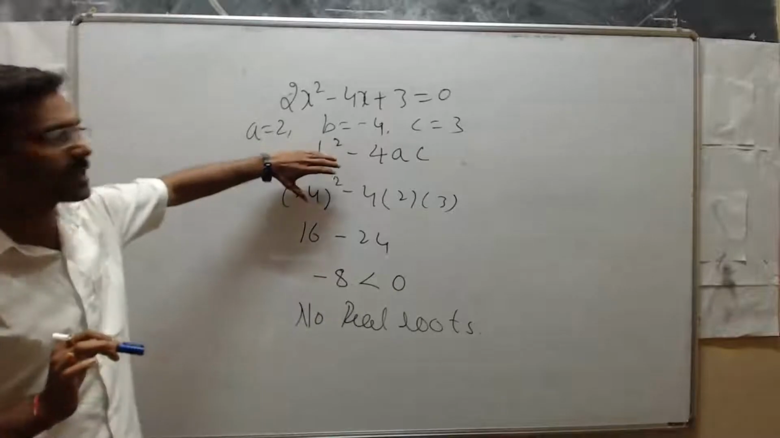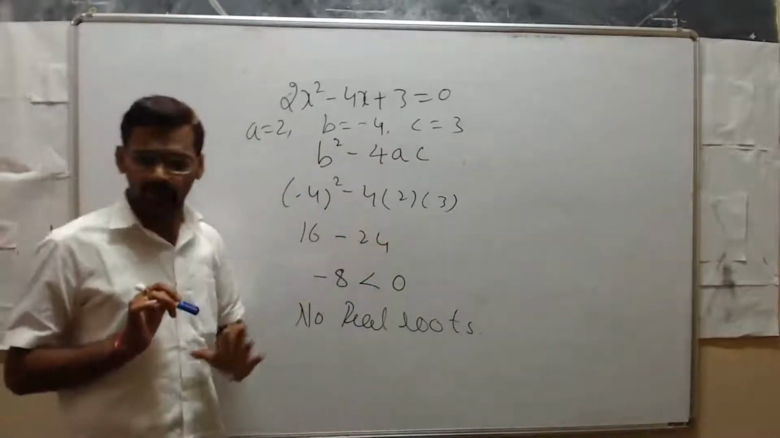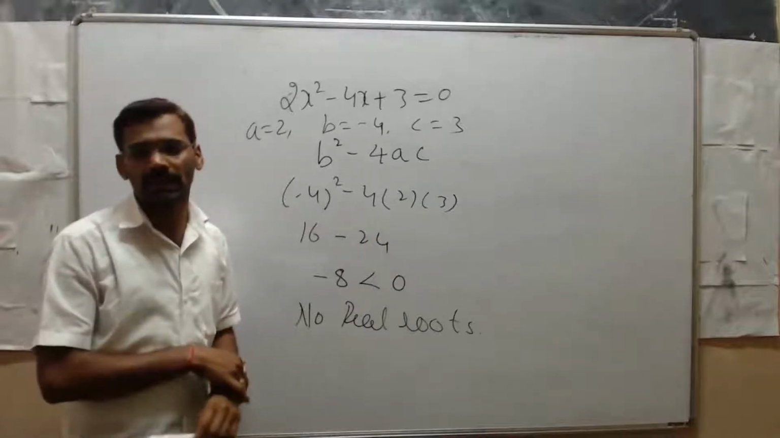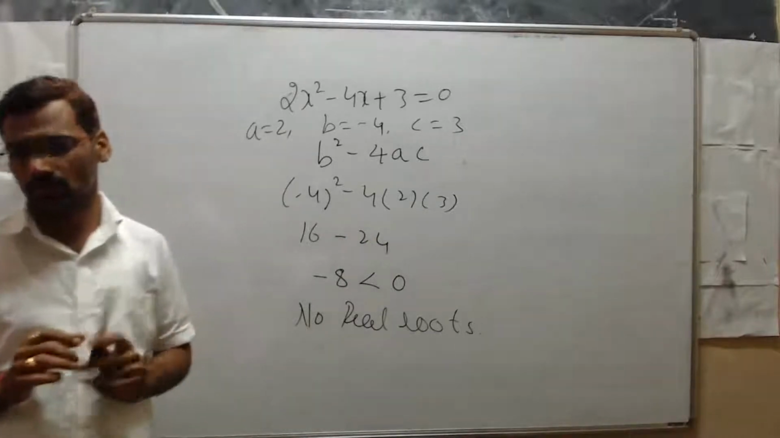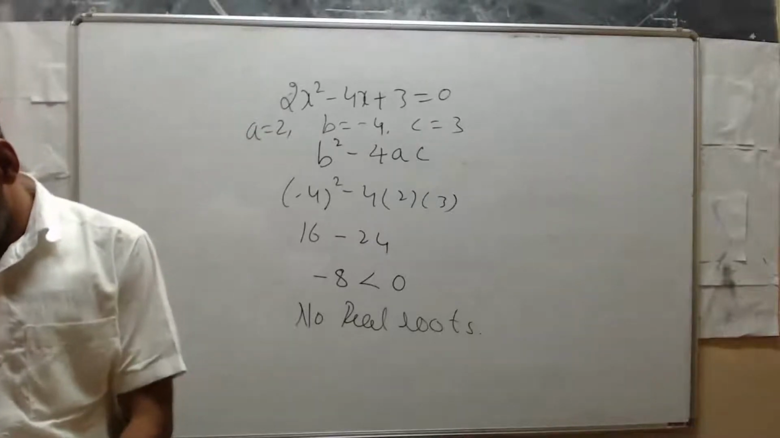First, this is the discriminant part. Then, after finding the discriminant, we have to decide the nature of the roots. The nature of the roots is no real roots. Next, the 17th example.